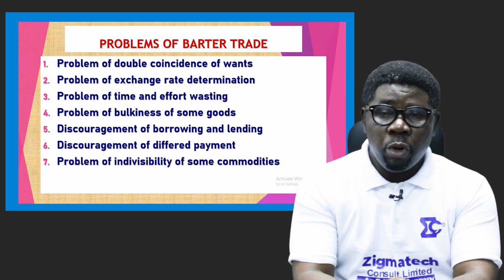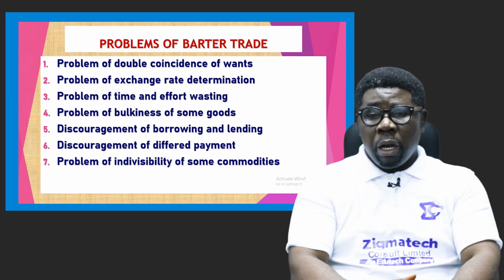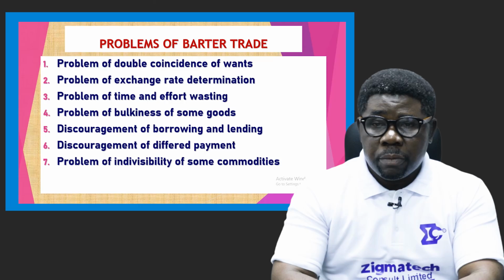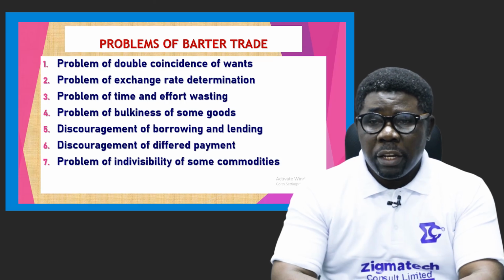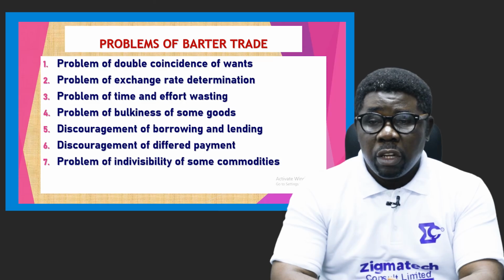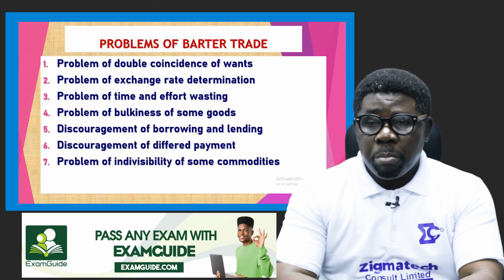Then you have the problem of bulkiness of some goods. Some goods to be exchanged cannot be moved about. They are not portable. So that also became an issue that weighed down the barter practice. So yes, because of all these reasons, they had to look for other means of exchange that could make it much better. Of course, it discourages borrowing and lending.